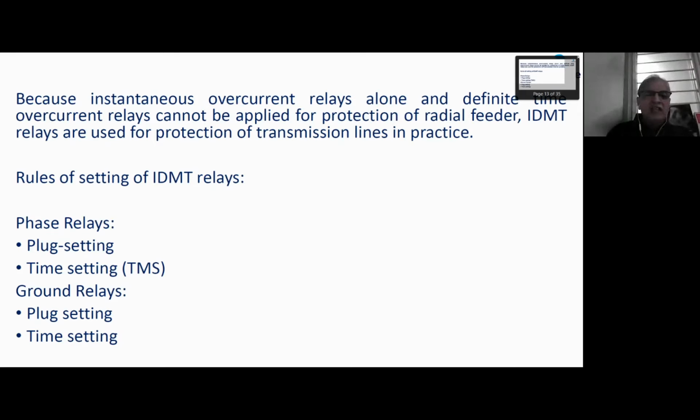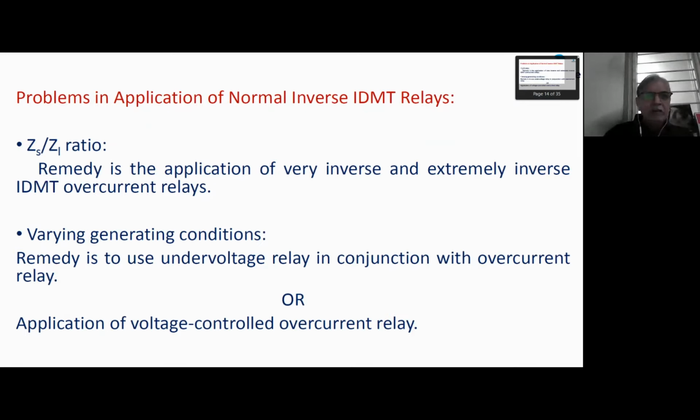There are 2 main settings, plug setting and time setting. As such, if you go for numerical relays, there are 17 different types of settings, and one has to configure that numerical relay for the requirement of the user. Once again, everything cannot be talked about, but all details are available in module 3.